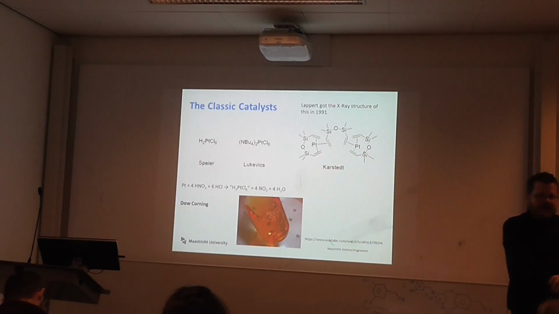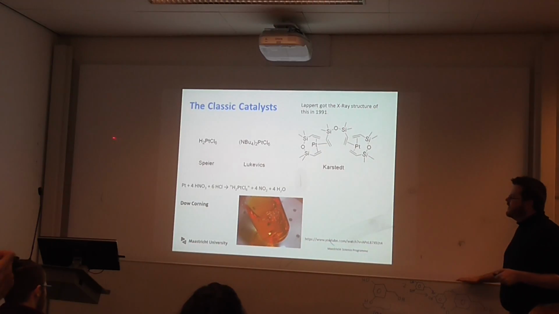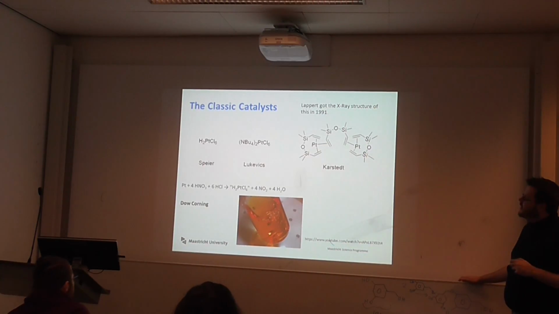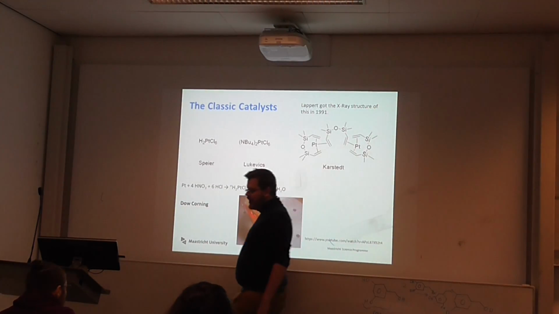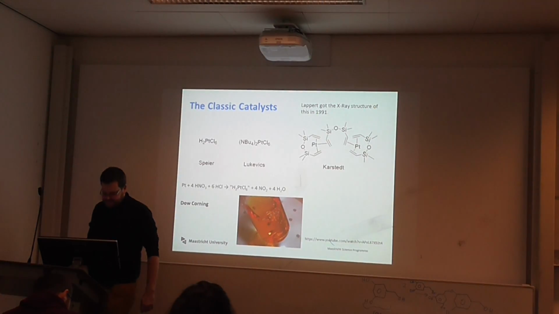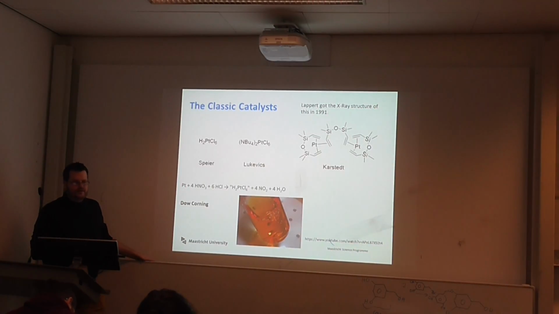Now the classic catalysts employed are Speier, Ludwig, and Karstedt. These are the three classic hydrosilylation catalysts, and they're all based on platinum. In fact, the Speier catalyst comes from Dow Corning. It was discovered there by Speier. And in fact, it's synthesized by dropping some platinum into aqua regia. Now, platinum actually dissolves, so does gold, in aqua regia.